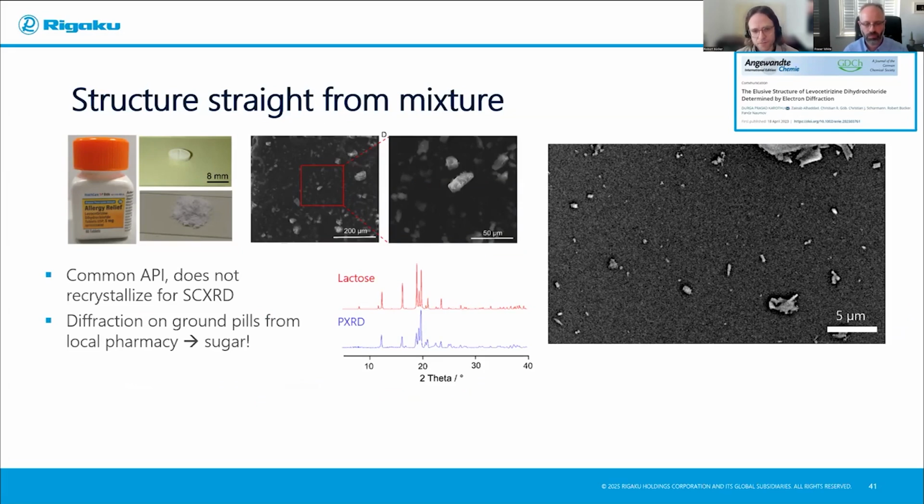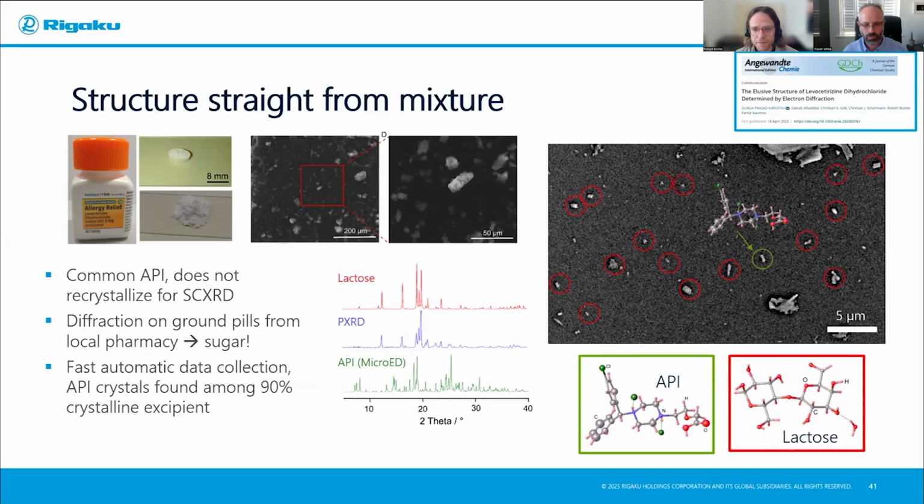And now if you take this pill and just grind it, what you will see in the powder diffractogram is lactose. This is mostly sugar. But now using, in this case, semi-automatic data collection from the individual grains using micro-ED, we could quite easily and quickly find the needle in the haystack, so to say, and find API crystallites among all those fillers. And with this, in a very straightforward way, solve this structure which has remained elusive for really long.